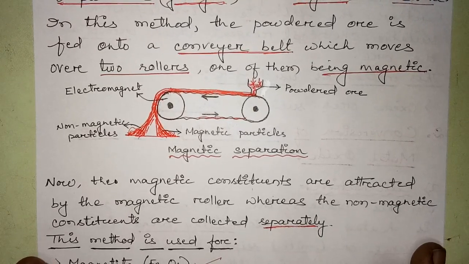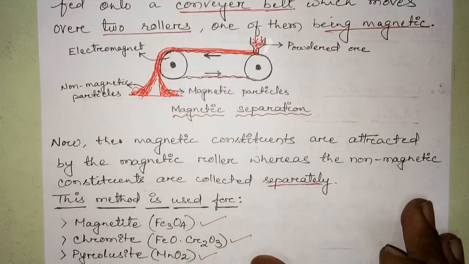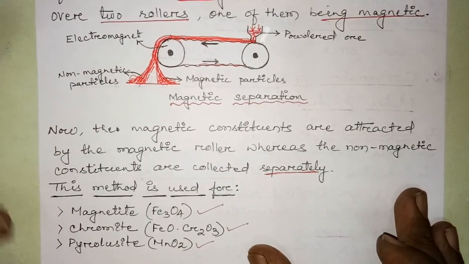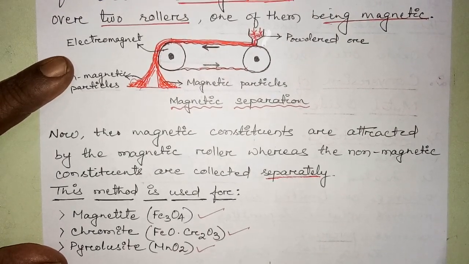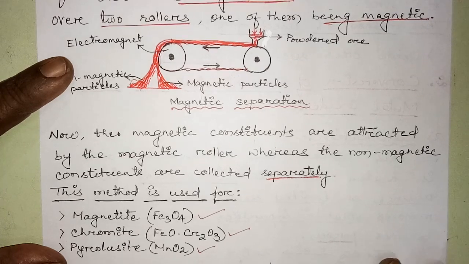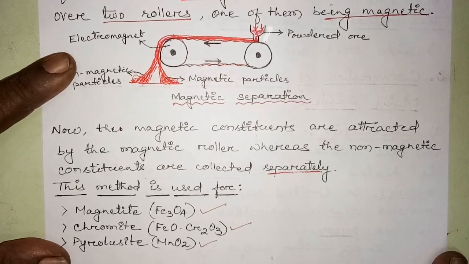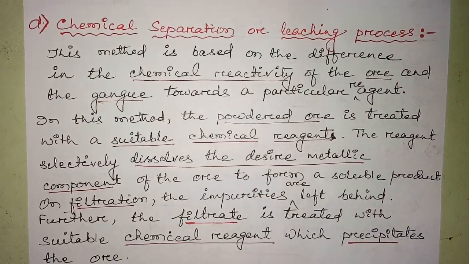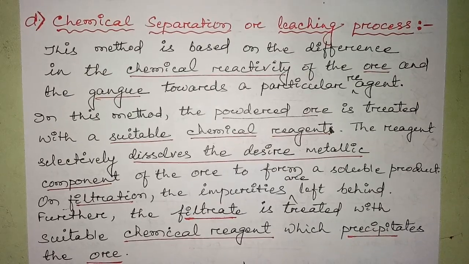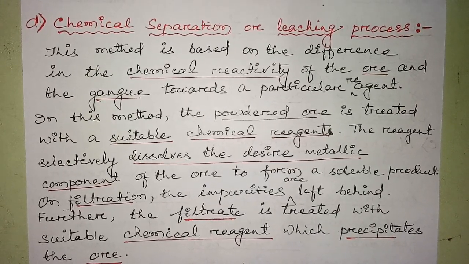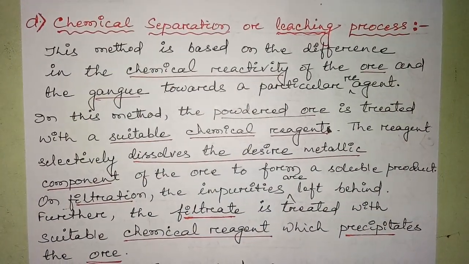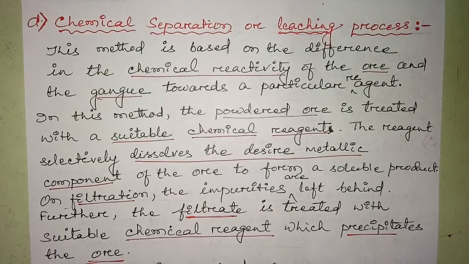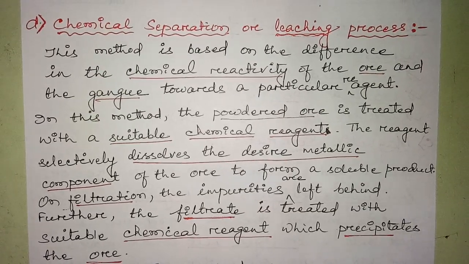So which ores are used for this method? In this method, the ores used are magnetite, that is Fe3O4, chromite, FeO.Cr2O3, and pyrolusite, that is MnO2. These are the ores which are used in this method. Okay. Then the last method for concentration of ore is chemical separation, or the leaching process. Another term is leaching process. Clear? What is this? Here we are using some chemical reagents which dissolve the desired metal from the ore.